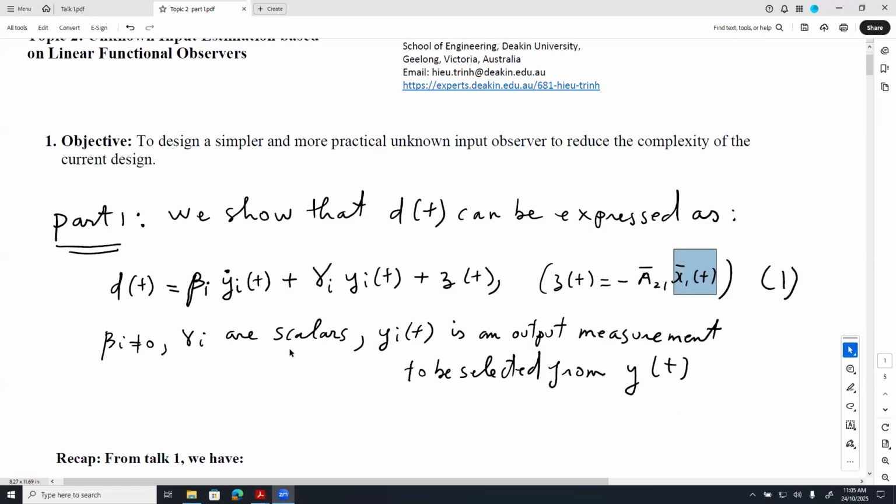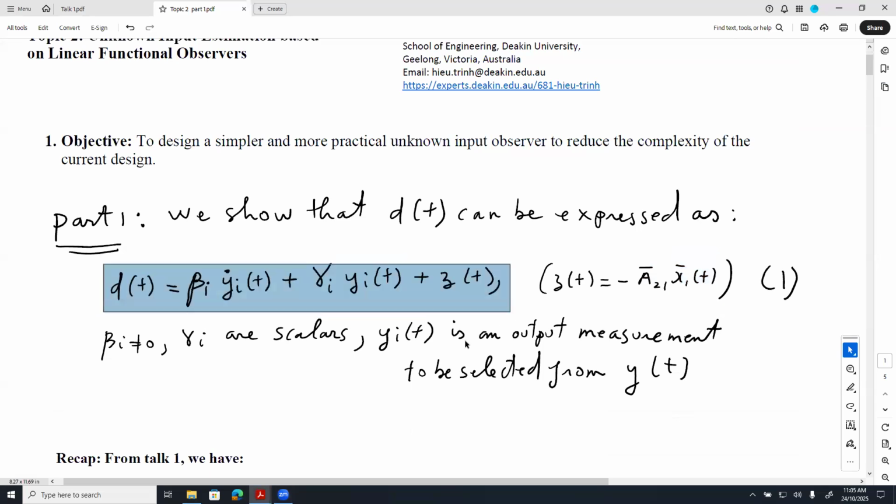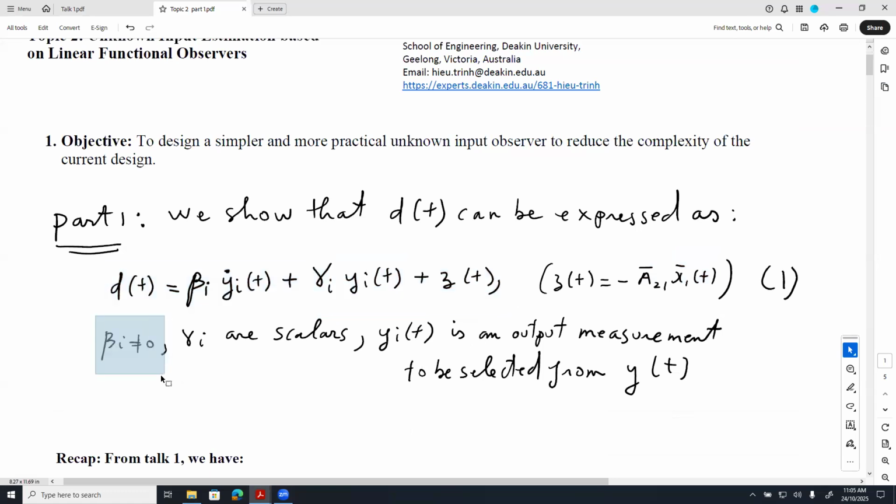So in this form, the unknown input, we can see that beta I is a non-zero scalar. Gamma I is a scalar. Yi of t is an output measurement, and it is to be selected from the output measurement vector y of t. Now, if we remember, y of t is an output measurement vector which has p output measurements.